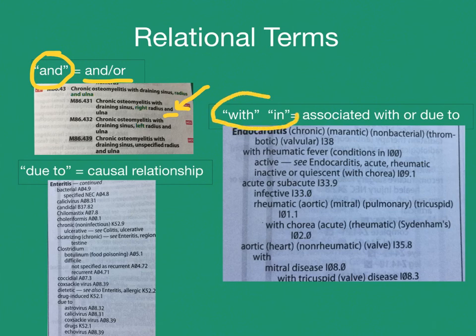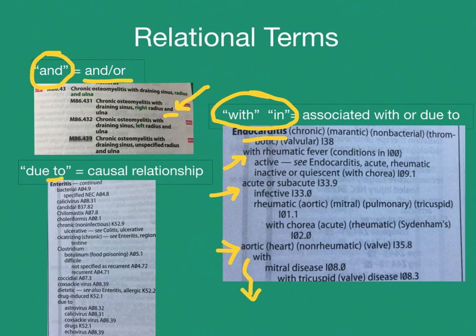With or in means associated or due to. So remember, we've talked about this before, that the subterm with is not listed in alphabetical order as a subterm. It is usually listed first. So here you see it under endocarditis. We have the subterm with, and note how it comes before subterms such as acute or aortic. Everything else would be in alphabetical order.